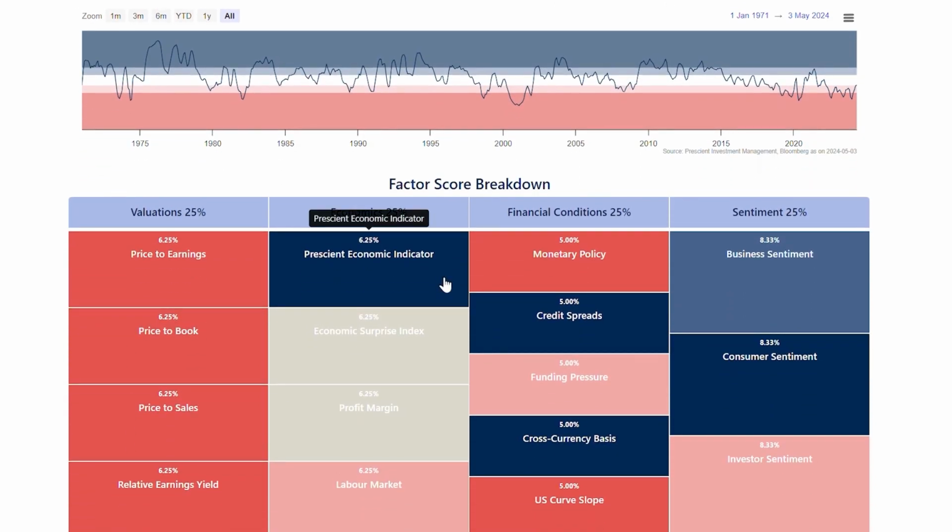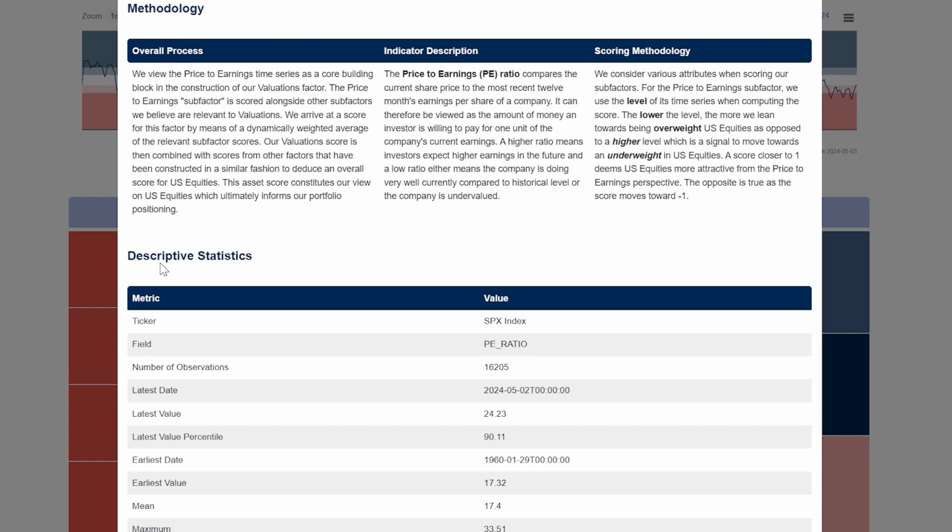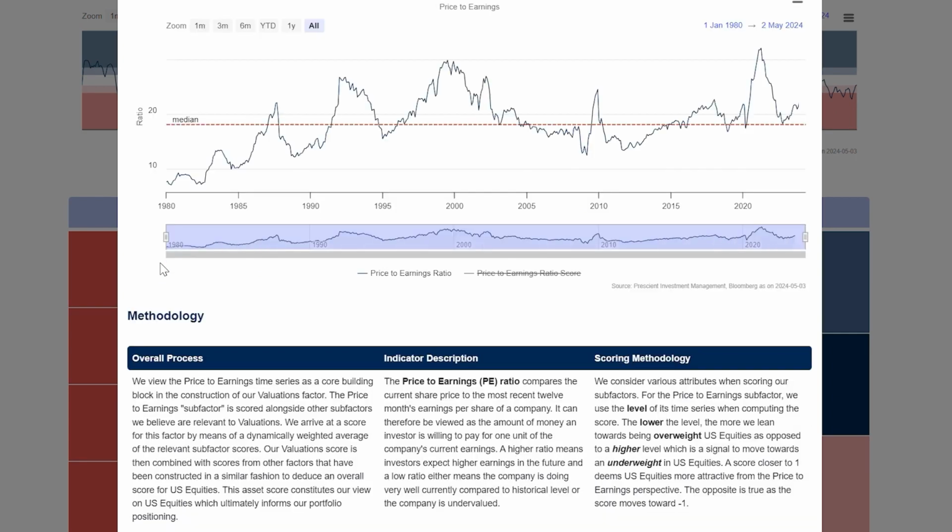If we dig a bit deeper into the sub-factors, so what actually drives these top-level valuations, economics, financial conditions, and sentiment scores, we can see that, starting with valuations, all of these indicators are in the red. Let's go to the price to earnings ratio because that's something that most people are quite familiar with. So we see that the price to earnings ratio has been running since October 2022, and it's just come off this peak here, but currently it's still sitting quite high above the long-term median, and it is still quite high in relation to its history.